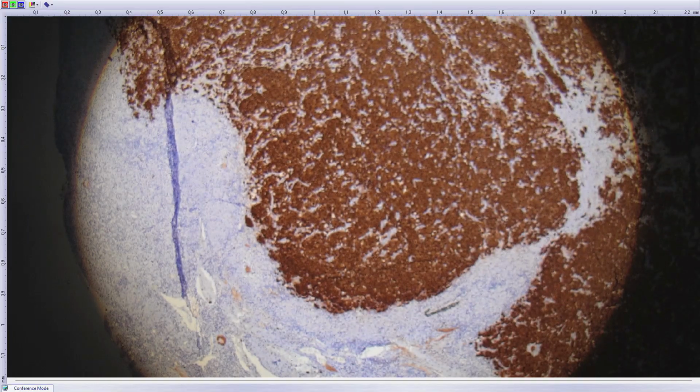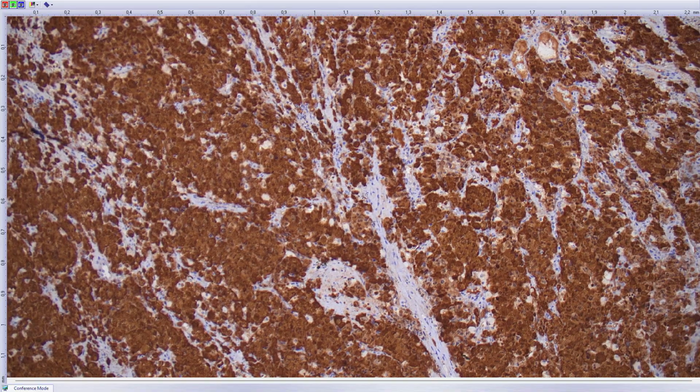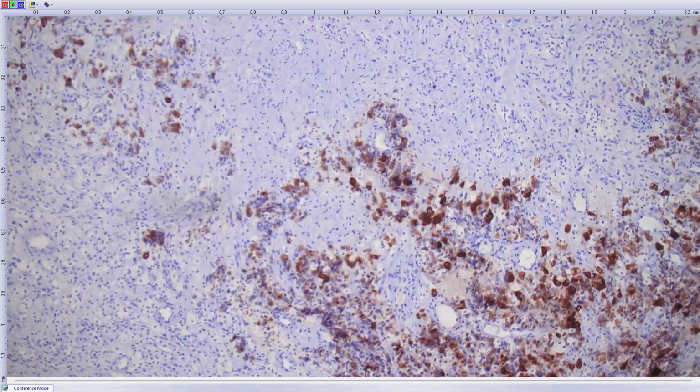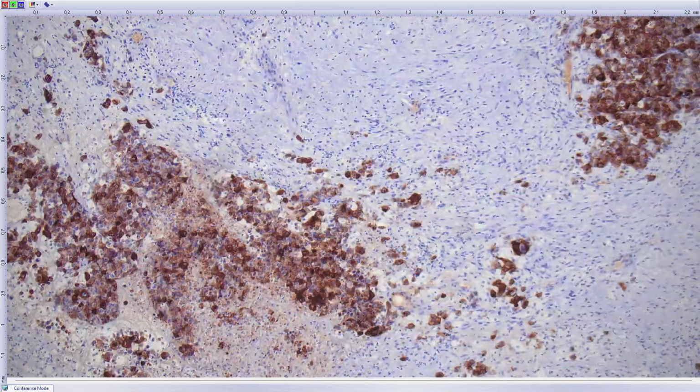This is, for example, P16 staining. Okay, it's nice, diffusely positive, and I can tell you, it's completely misleading in this case. P16 tells you nothing if you don't know the type of differentiation of the cell, okay? And this is EMA staining. Yeah, it's positive. Not very diffusely, but almost diffuse.